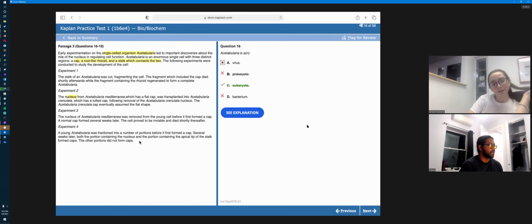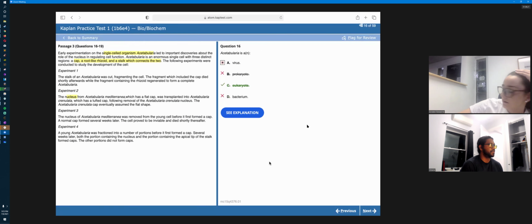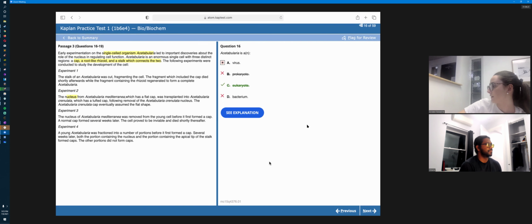Okay. So the stalk creates the caps. You know what? Let's see if we can go through these questions really quick, and then that's it for today, and go through the rest of the bio. I took a break from bio passages after these two.